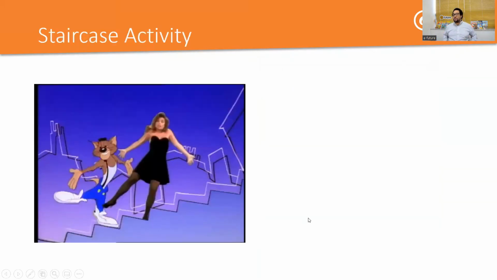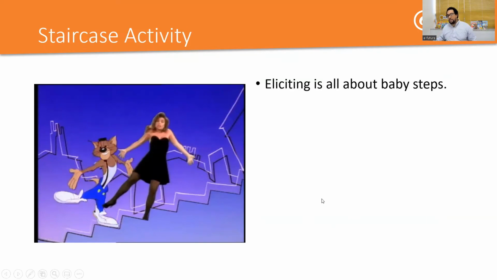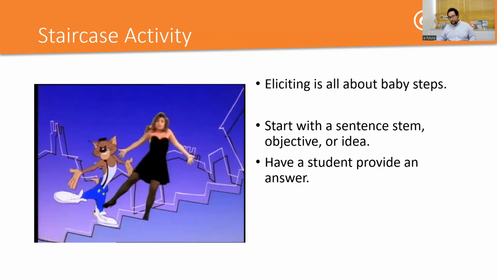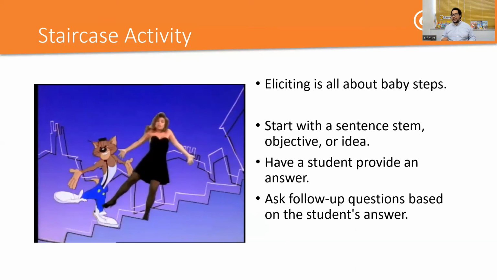The activity that I'm going to show you, we've already sort of done throughout this webinar, is the staircase activity. And this activity is all about baby steps. So you're going to start with a sentence stem, an objective, or an idea that comes directly from the book. Start with something that they are learning and that you want to build off of. You're going to have a student or a few students provide an answer to that initial sentence stem or question that you have. And then you're going to ask follow-up questions based on the student's answer.